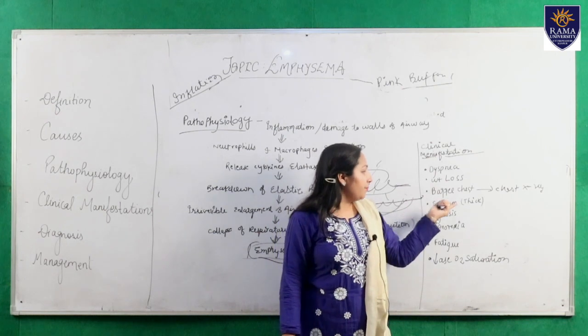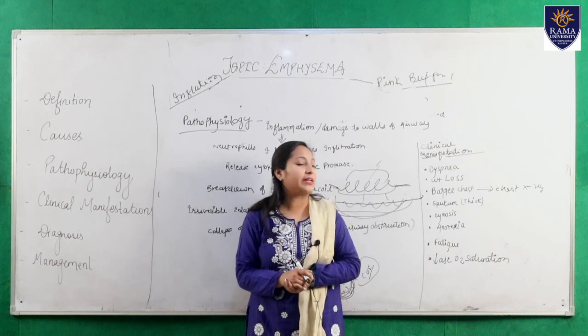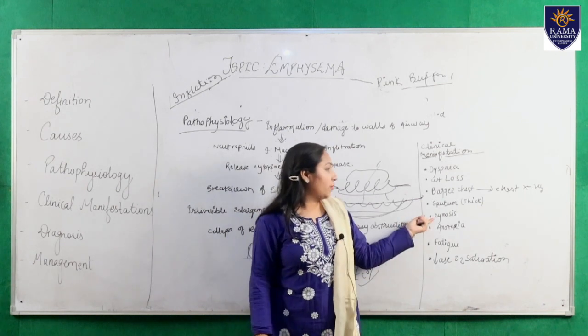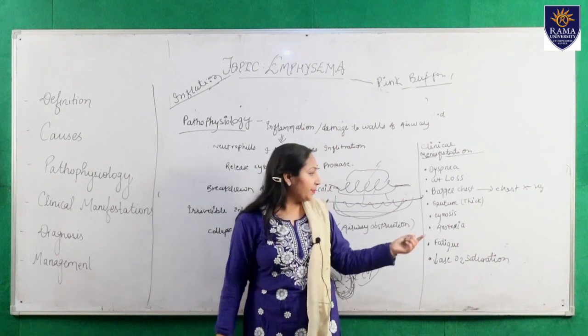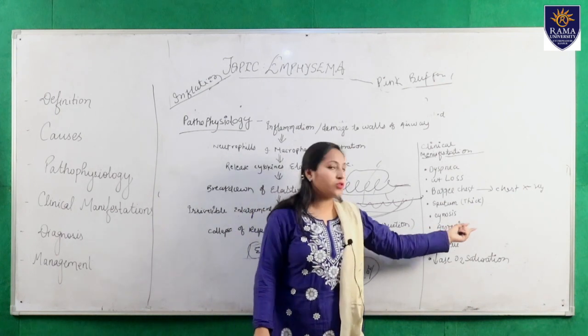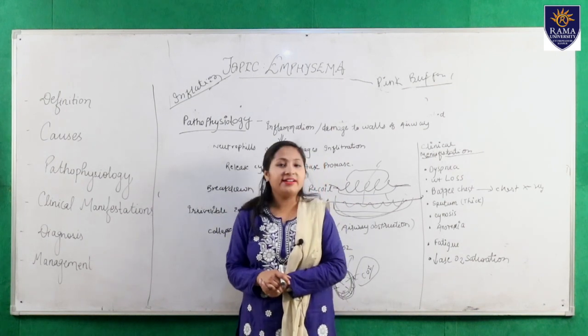Next, thick sputum production will be there, which lodges inside the respiratory tract. Next is cyanosis. Lips and nails will be shown in blue colors. Next is anorexia. Anorexia is the loss of sleep. The patient can't sleep properly due to the obstruction in the airway and dyspnea.